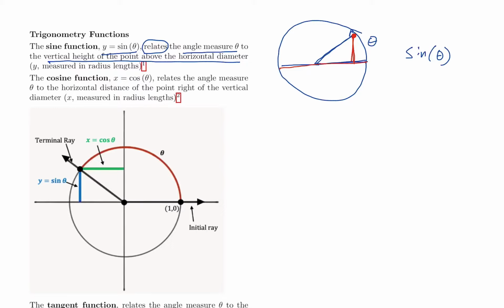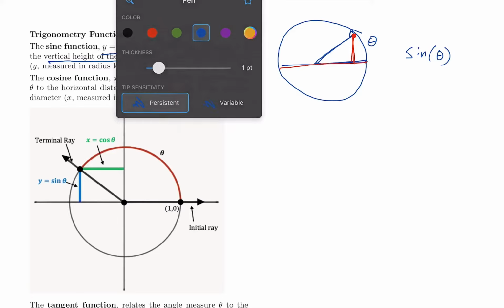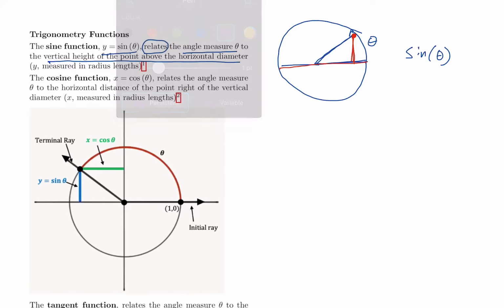And divide by the radius length. This is radius. Let me do it differently. Divide by radius. So if we label this height as y, and this radius is r, our sine theta is y divided by r.